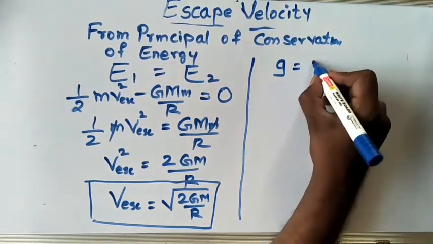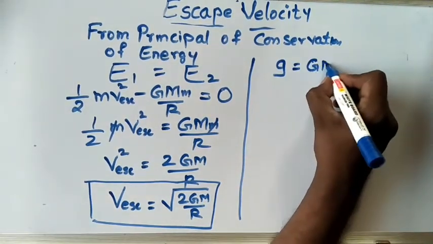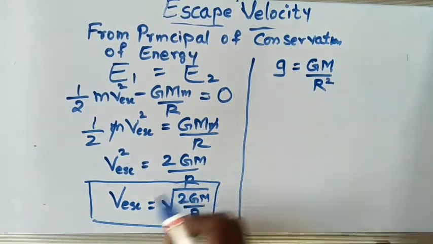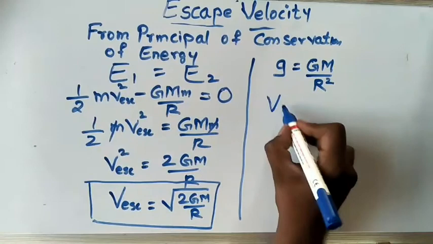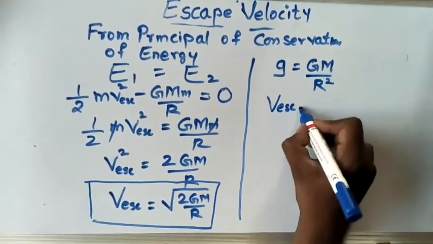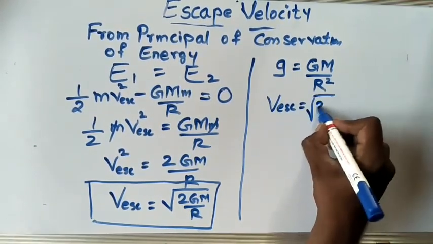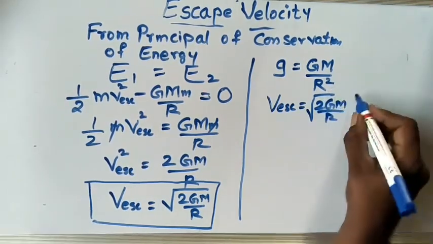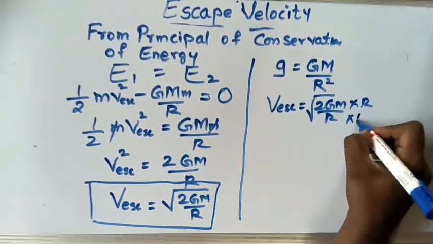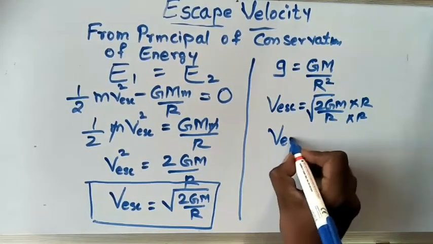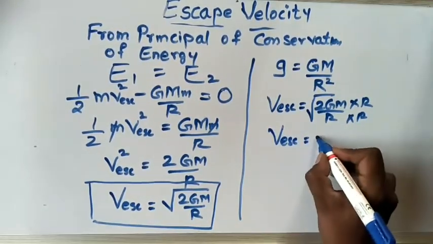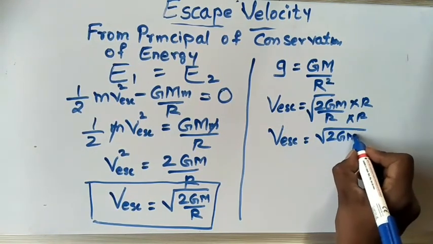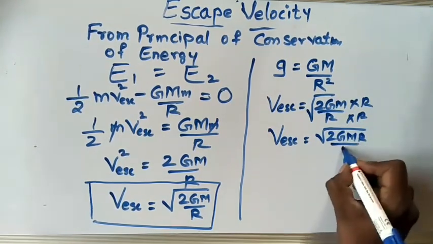g is equal to GM upon r square. Now let me take this V escape, that is equal to root of 2GM upon r. Now here we require r square, so multiply this by r on both the sides. We get V escape is equal to root of 2GMr upon r square.